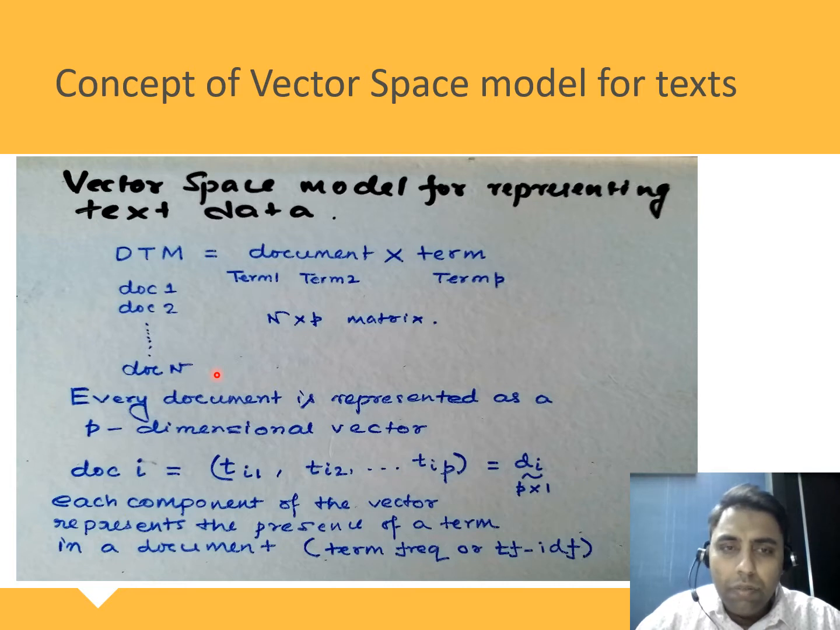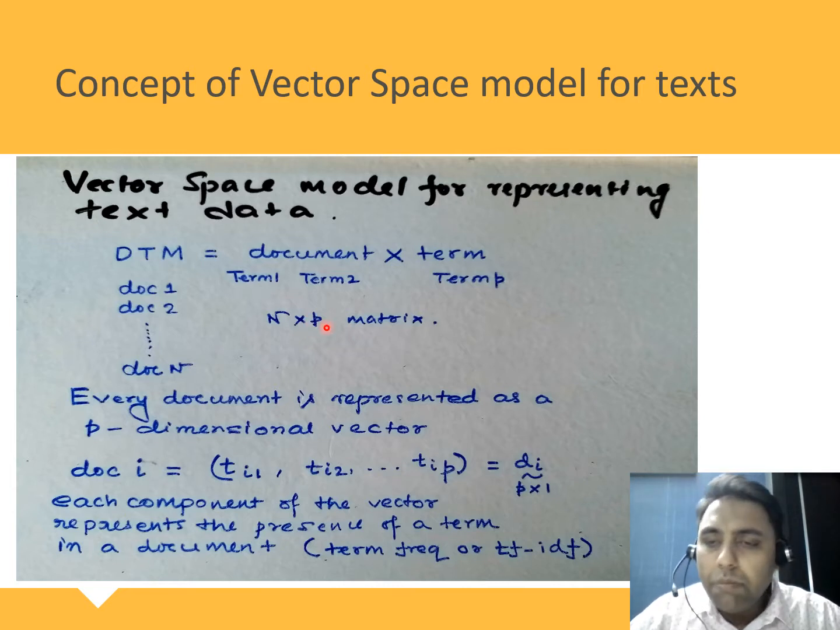And we have also seen that we can represent this matrix either using the term frequencies or using the TF-IDF values, but that will not be material for the purpose of the vector space model. We can either represent them using the term frequency or the TF-IDF values, so that won't make a lot of difference as far as the concept of the vector space model is concerned.